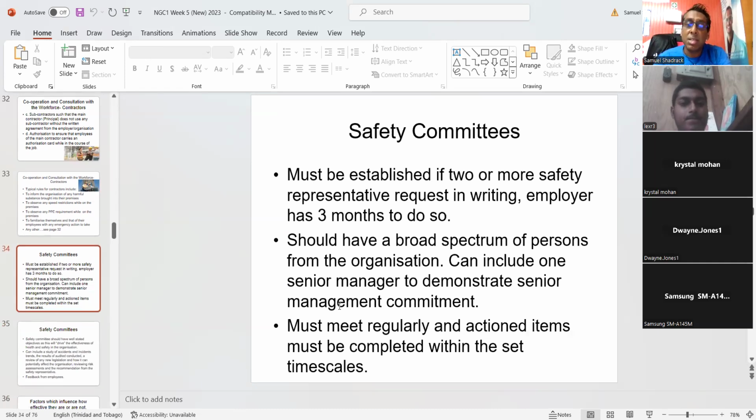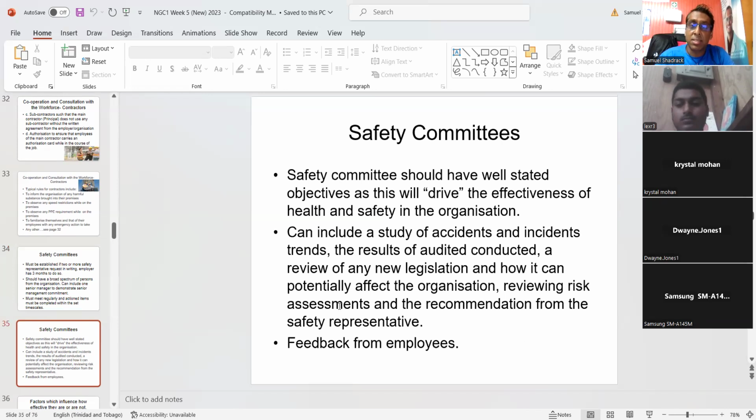Safety committees must be established if 2 or more safety representatives require one in writing. Employers have 3 months to do so. You should have a broad spectrum of persons in your committee, and it can include one senior manager to demonstrate senior management commitment. The committee must meet regularly and action items must be completed within the set time scale. A safety committee should have well-stated objectives that will drive the effectiveness of health and safety in the organization.